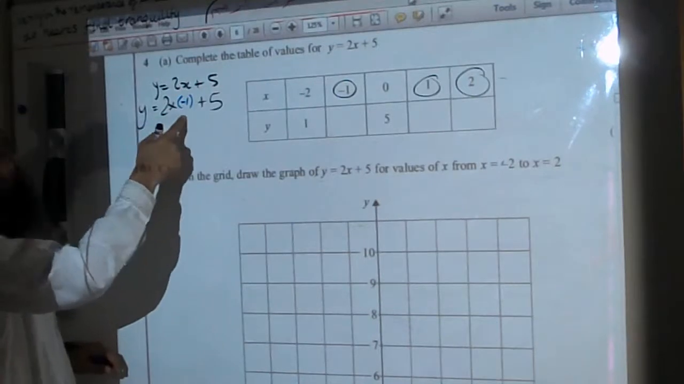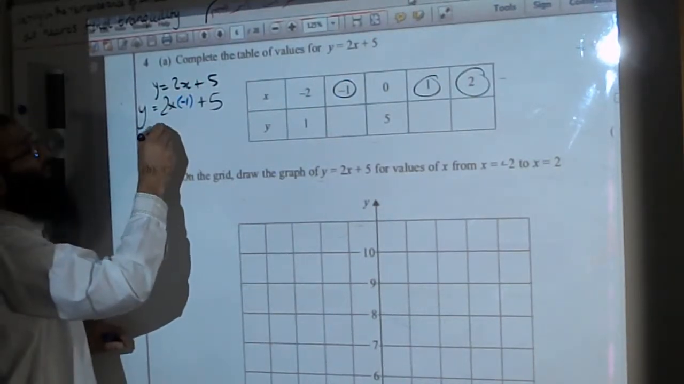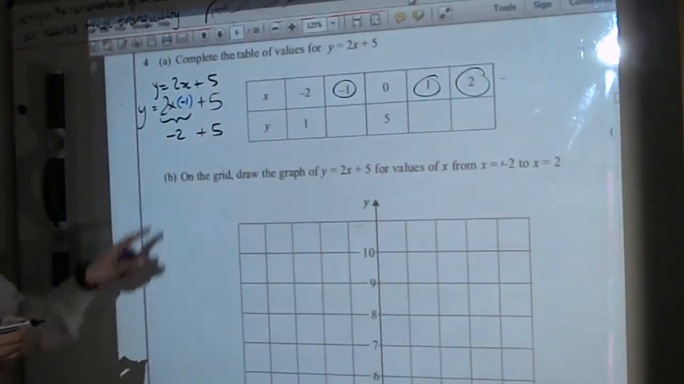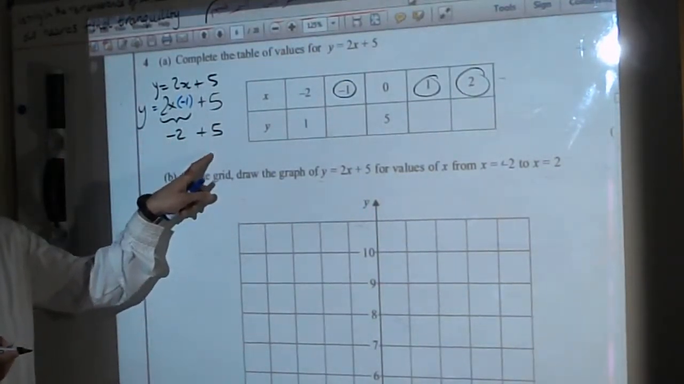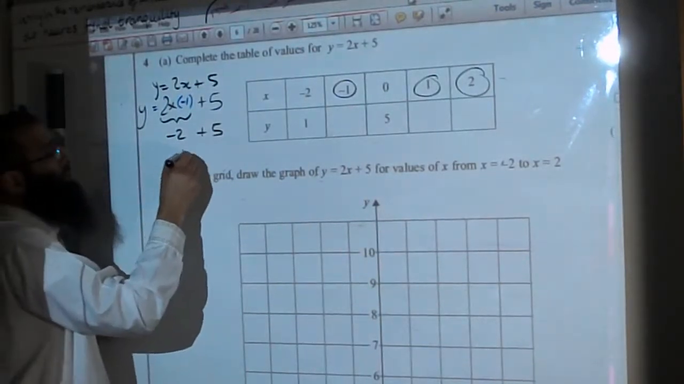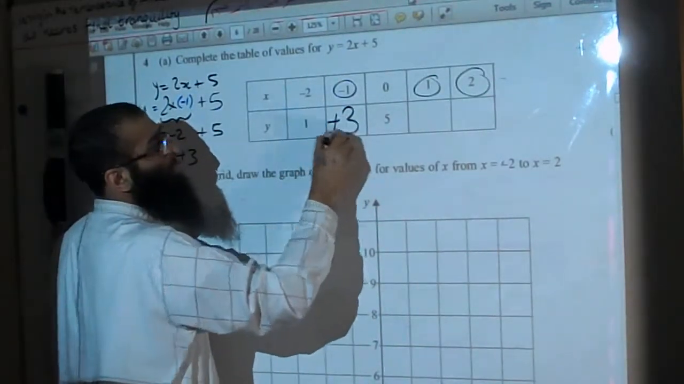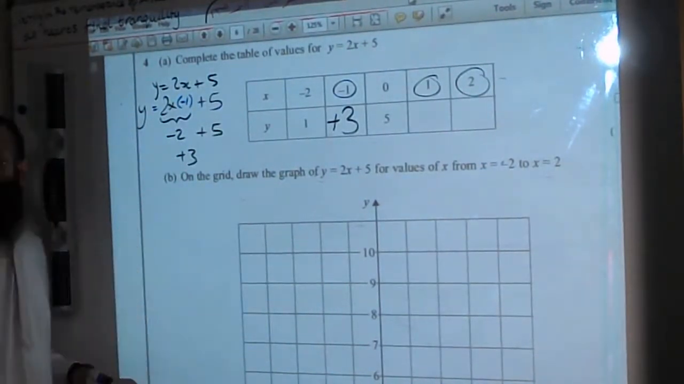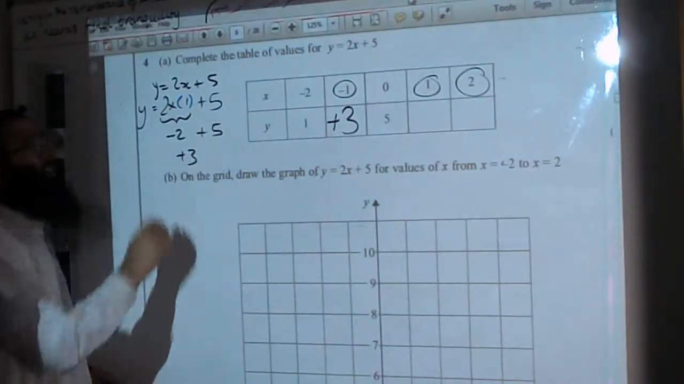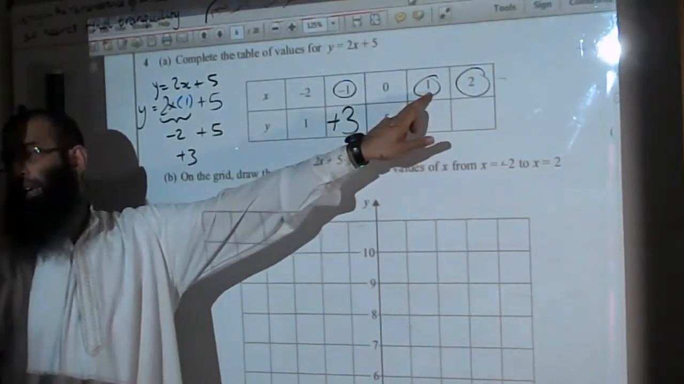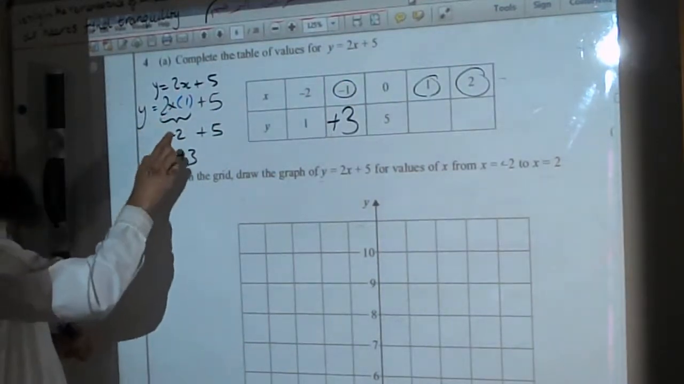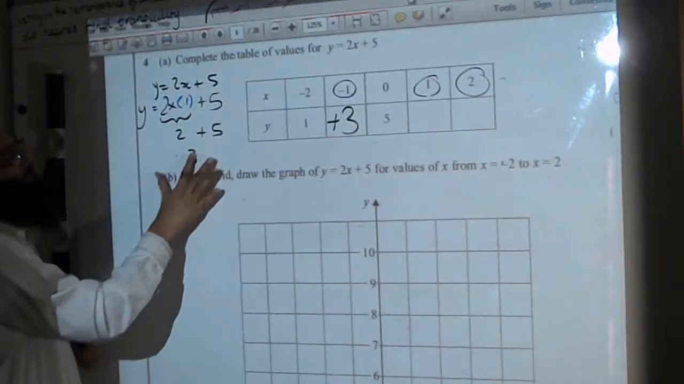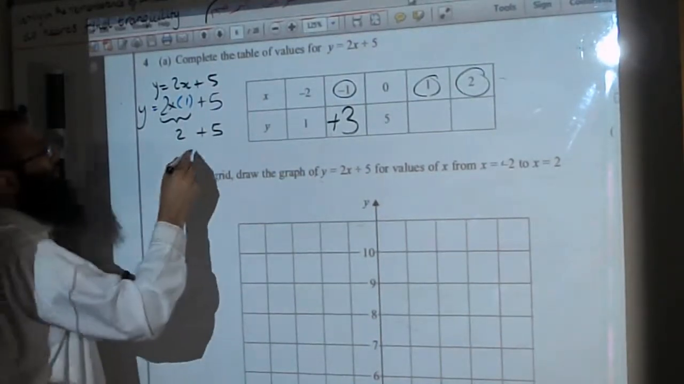So we have to do it now. 2 times by minus 1 will give us minus 2. Minus 2 add 5. So I owe you £2 and I have £5, so I have £3. Okay, so we've done minus 1. What I'm going to do is use my finger and get rid of the minus, because we're going to 1 now. So 2 times by 1 will give us 2. And then 2 add this 5 will give us 7. Lovely.